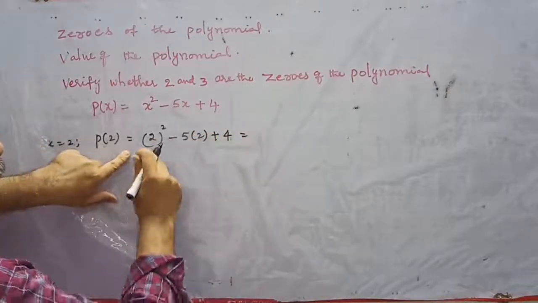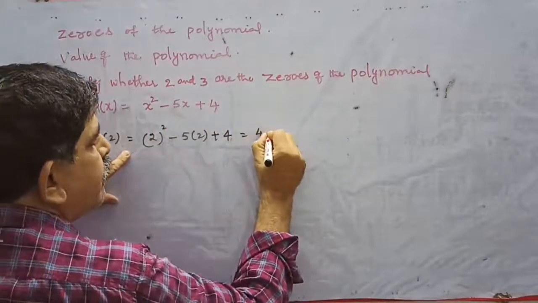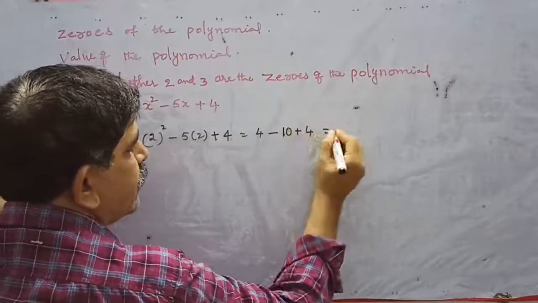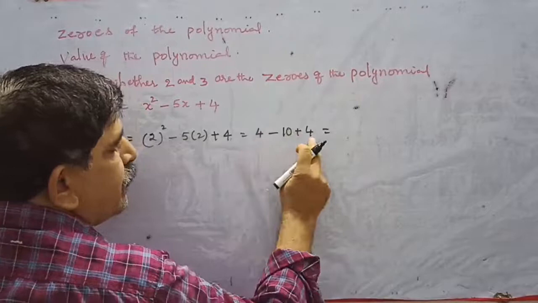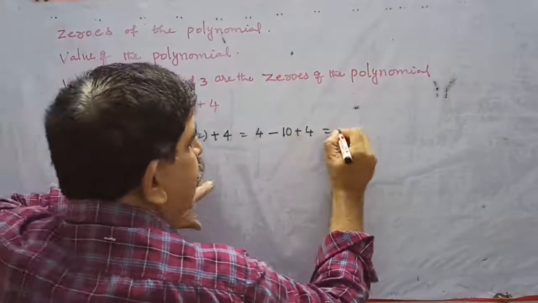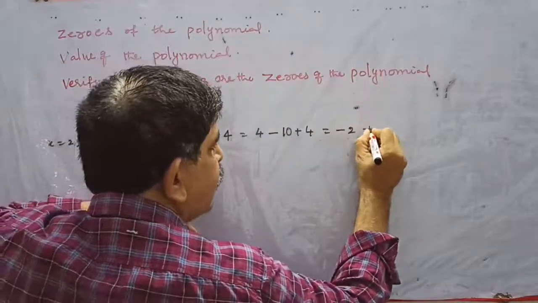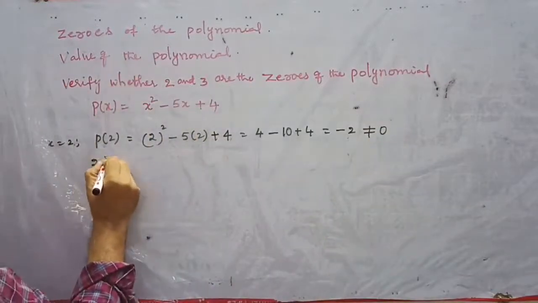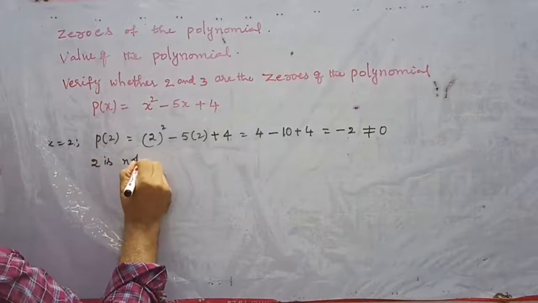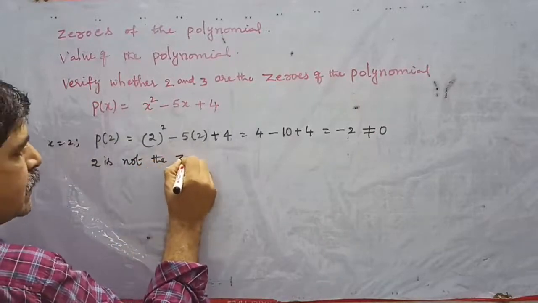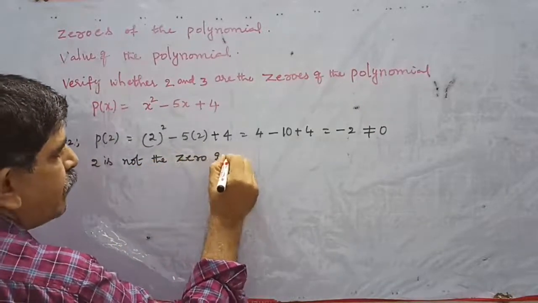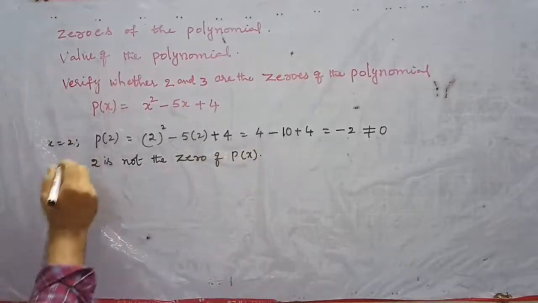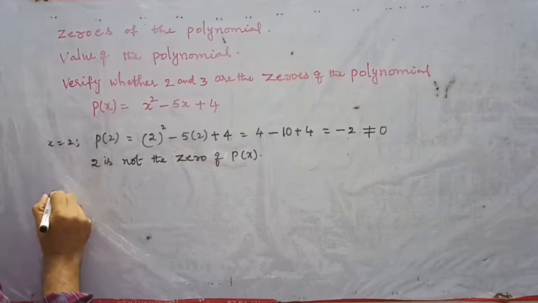That is equal to 2 square 4 minus 5 2s are 10 plus 4 is equal to 4 plus 4, 8. 8 minus 10 minus 2. So this is not equal to 0. That means 2 is not the 0 of p of x. Understood, children? Next one. X is equal to 3.